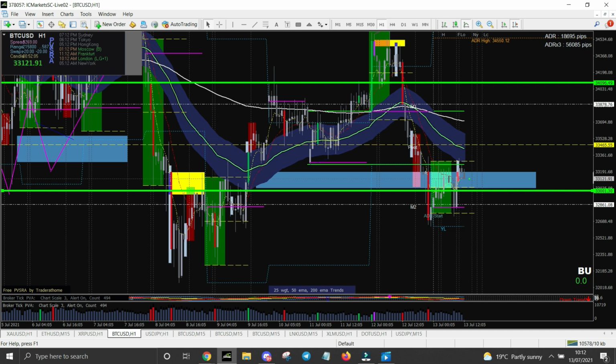Okay then. Now for the new guys, the concept behind the whole numbers is very important for us. Why? Because whole numbers in the chart act as psychological barriers, or psychological entry points or exit points. This is where the market maker works his money.